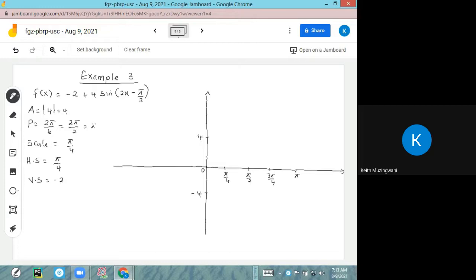So if the interval is from pi over 4 all the way up to 5 pi over 4, we add pi. All the way up to, is it 5 pi? Okay, yes, 5 pi over 4.